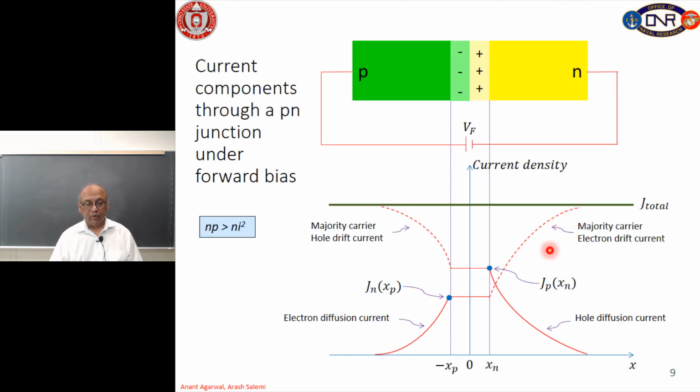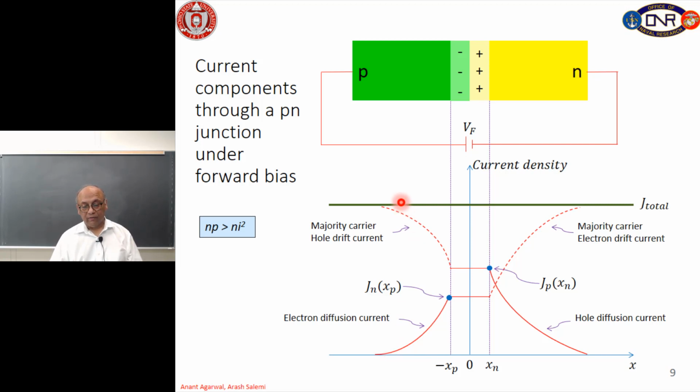So, if you look at the current components, we have holes which are drifting because there is a slight electric field set up here. Then these holes are moved in the depletion region, and holes are injected into the N side and they diffuse. And similarly, electrons form a majority carrier drift current, they go through the junction, and now these electrons diffuse and form the electron diffusion current.